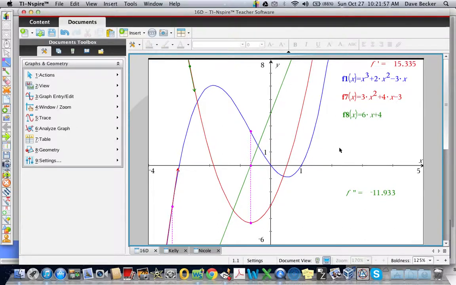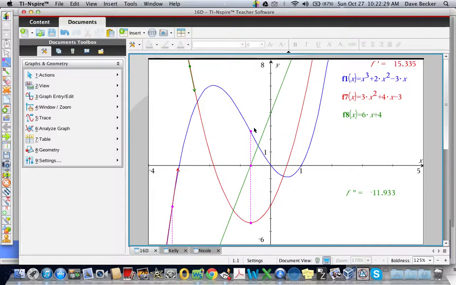Now let's look at the original function f. Ignore all the other graphs. Just look at the graph in blue. I think we can clearly see that from here along to here, this graph is concave down. Then we have a point of inflection right here, and the graph changes to concave up. Now our goal here is to identify where that change takes place. Where is that point of inflection?